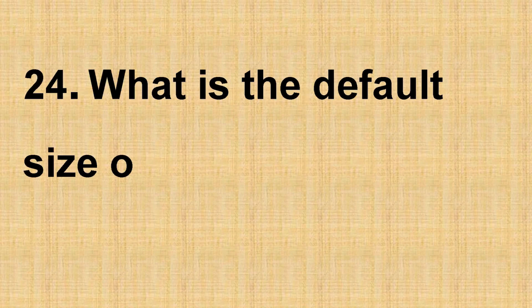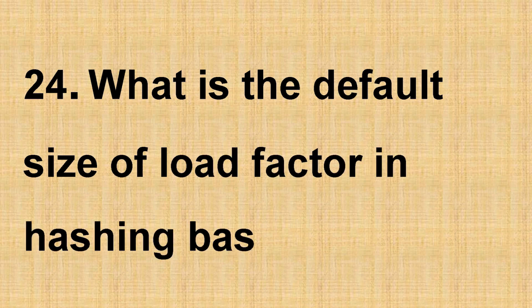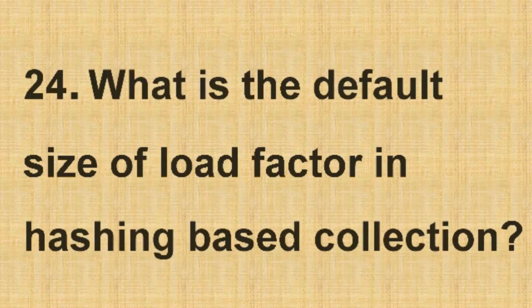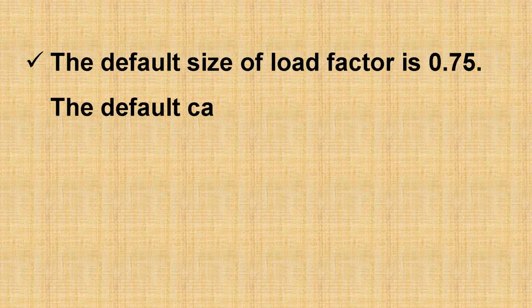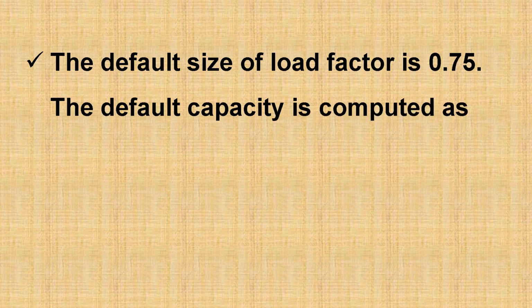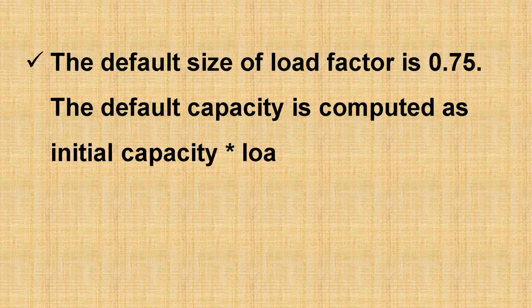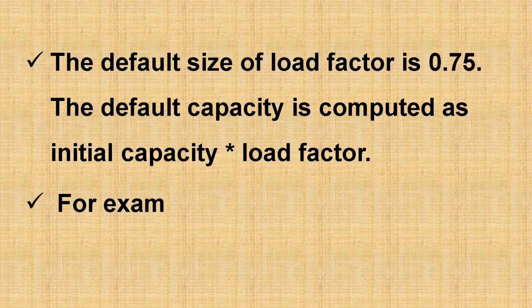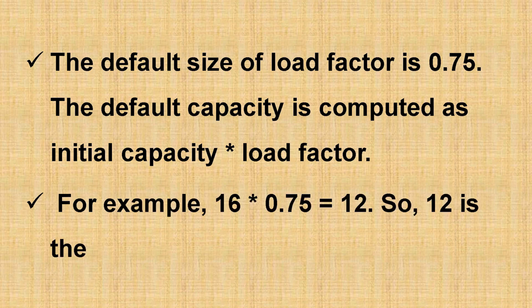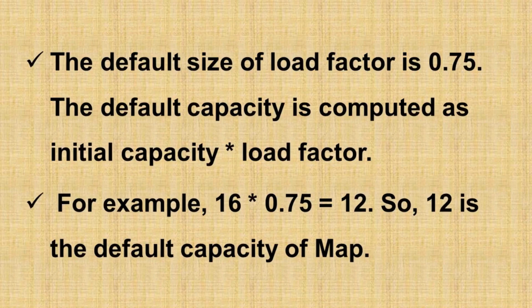What is the default size of load factor in hashing-based collection? The default size of load factor is 0.75. The default capacity is computed as initial capacity multiplied by load factor. For example, 16 multiplied by 0.75 equals 12. So, 12 is the default capacity of the map.